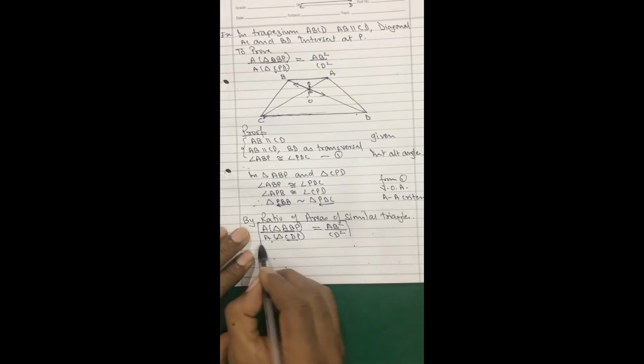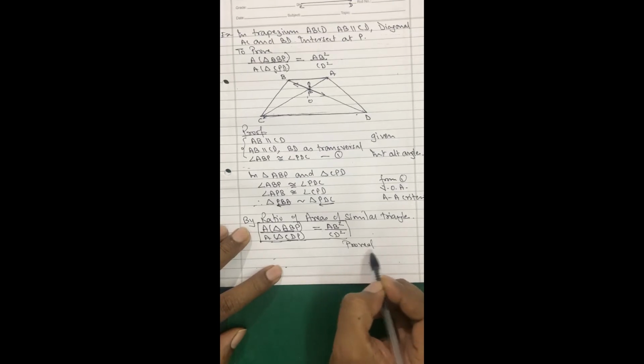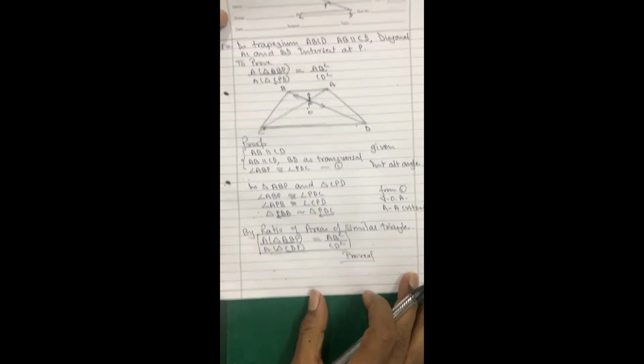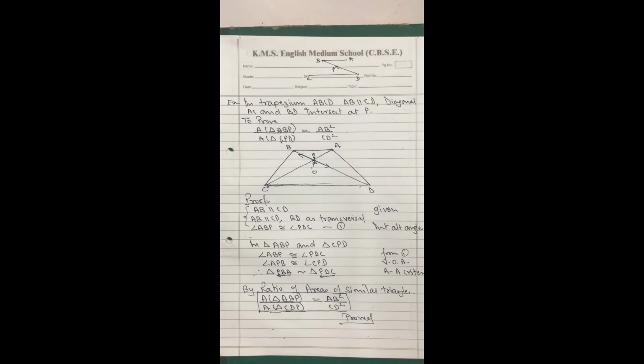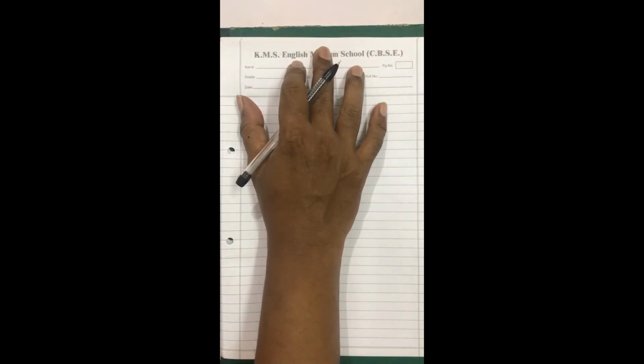So I hope you all are getting some idea of how to apply ratio of areas of similar triangles. Definitely when we start the exercise and solve it, you will get a complete idea of that. But before that, we have to prove this theorem, which is very, very important. Proving this theorem is an important thing that we have to do.